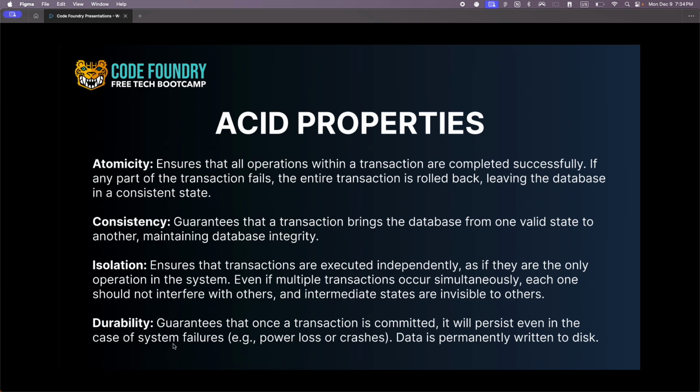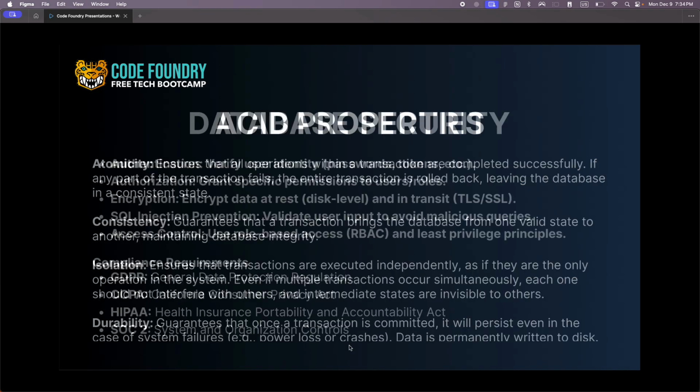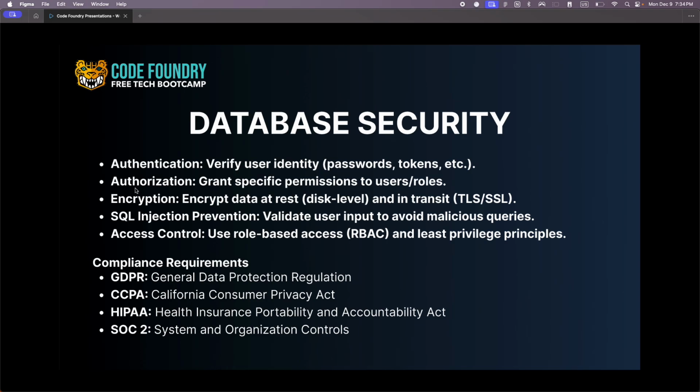And dying meaning a system failure such as a power loss or crash. Finally, there's the issue of database security. We are talking more on the level of authentication, so using passwords, tokens, etc., very similar to APIs. And as a matter of fact, a lot of databases are accessed through APIs.